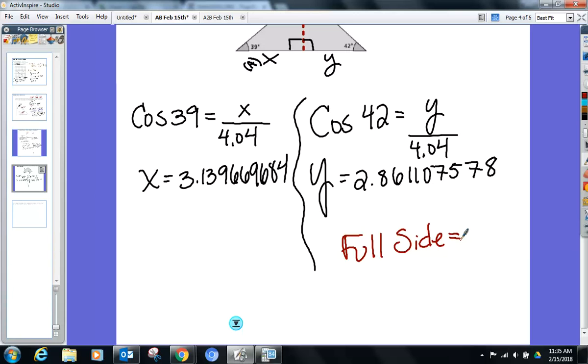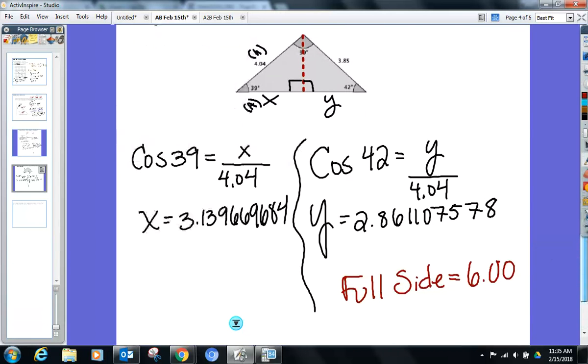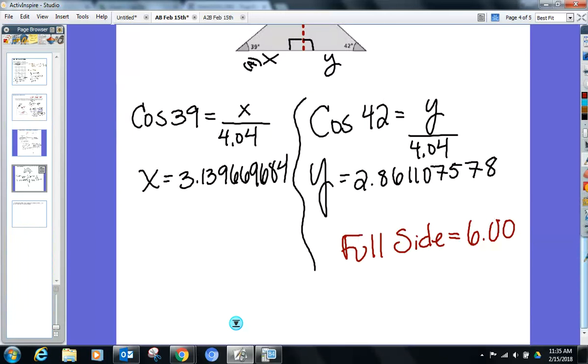Full side to the nearest hundredth, 6.00. Yep, and there are no units on here, correct? Anything you want to talk about? We didn't get 6.00 adding the two together by doing cosine twice, or sine and Pythagorean theorem twice. You would have to use that full number you got for the altitude. Yes, don't round it. Use that full number for B or A.